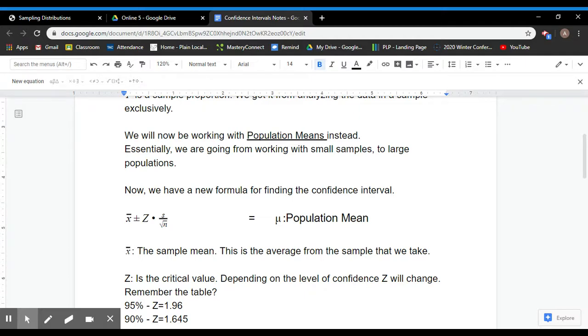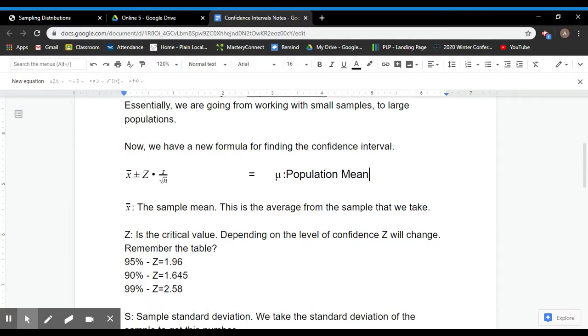So p-hat is being replaced by this x bar right here, all right? And I'll tell you what all the different variables mean in a second. So we have x bar plus or minus z times s over the square root of n, and this all equals mu. This little symbol right here is the Greek symbol mu, and it just stands for the population mean. So what we're doing is a confidence interval, and that gives us an idea of what the population mean is.